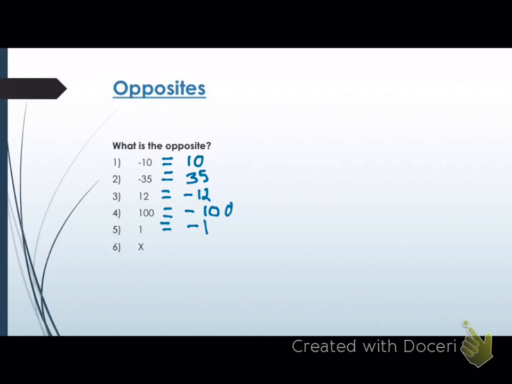And this last one's a little tricky, the opposite of x. Well, simple. We're talking about numbers. It's negative x. So the opposite of a positive is a negative. That's all we need to really remember. And the opposite of a negative is a positive. That's all it is. Those are our 6 examples.